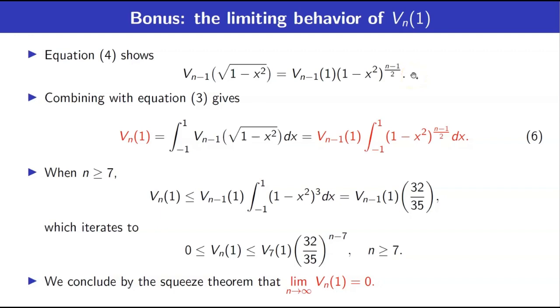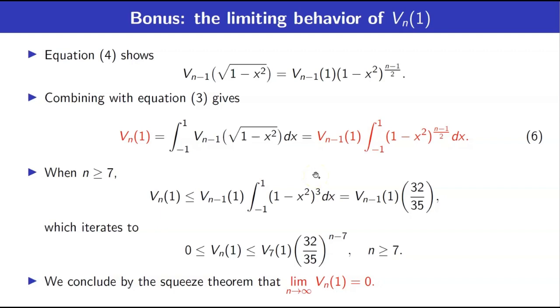At this point, we already have enough to examine the limiting behavior of v sub n of 1. The scaling equation 4 shows the following relationship, where we're also using an exponent rule on the right-hand side. Combining with equation 3, we can replace the integrand with the right-hand side of the above quantity, which is very cool. Therefore, the volume of the nth unit ball is the volume of the n-1st unit ball times some integral quantity. Now, when n is greater than or equal to 7, we have v sub n is less than or equal to v sub n-1 times this integral.